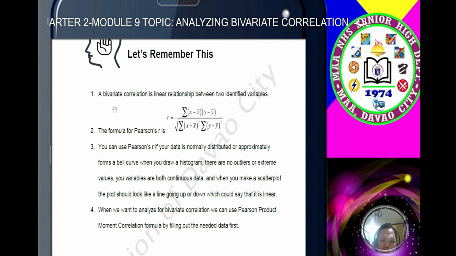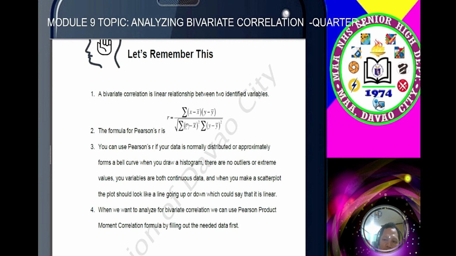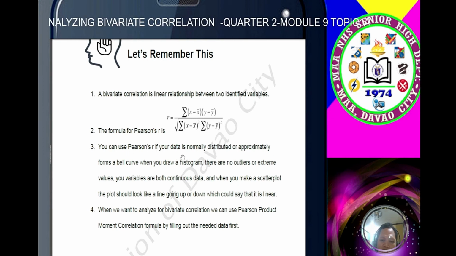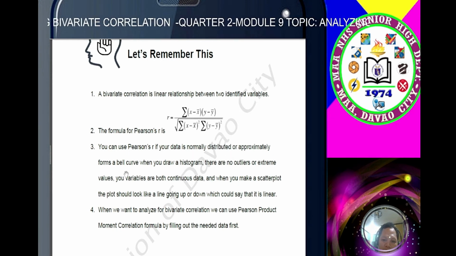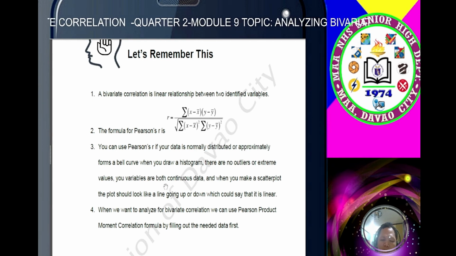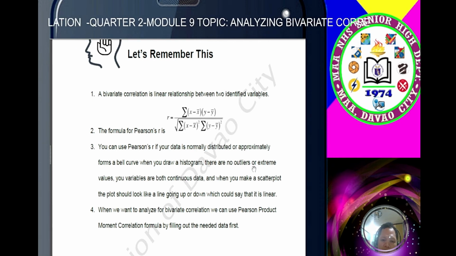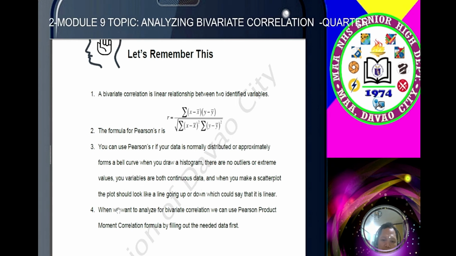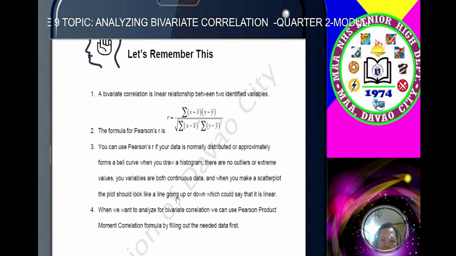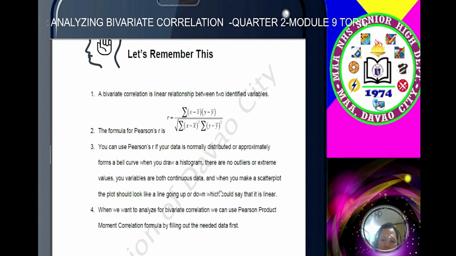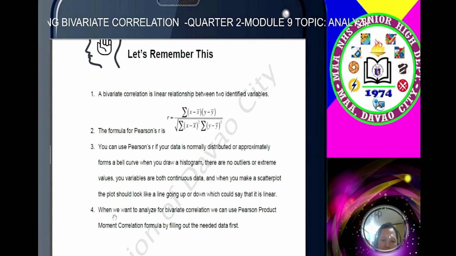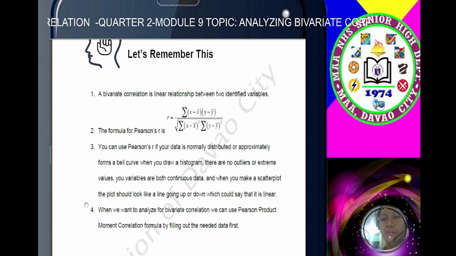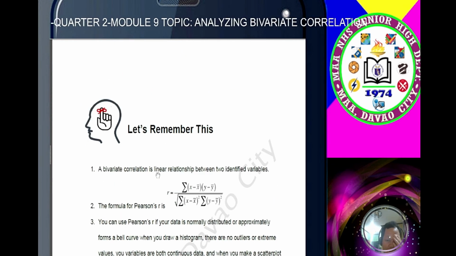Let's remember this. Bivariate correlation is a linear relationship between two identified variables. This is the formula. You can use Pearson R if your data is normally distributed, or approximately forms a bell curve when you draw a histogram, there are no outliers or extreme values, and your values are both continuous data. When you make a scatter plot, the plot should look like a line going up or down, which we could say is linear. So if we want to analyze bivariate correlation, we can use the Pearson product moment correlation.